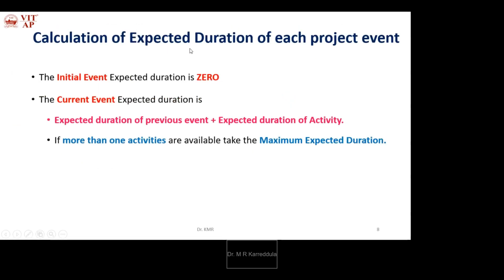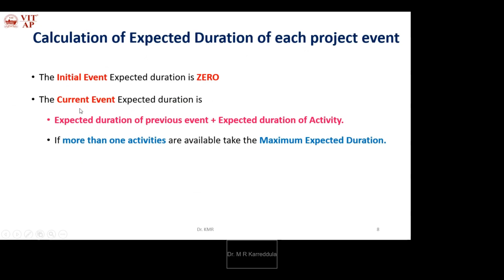Fourth step, expected duration of each project event. How to calculate the expected duration of every project event. For the initial event, the expected duration is 0. What do we mean by current event? Other than the first event, every other event is called the current event.